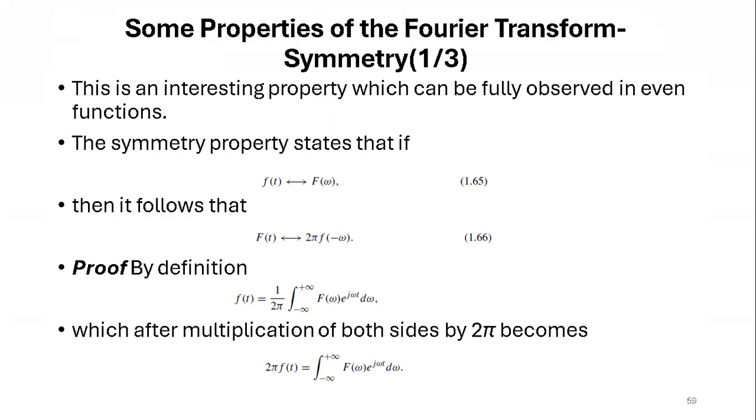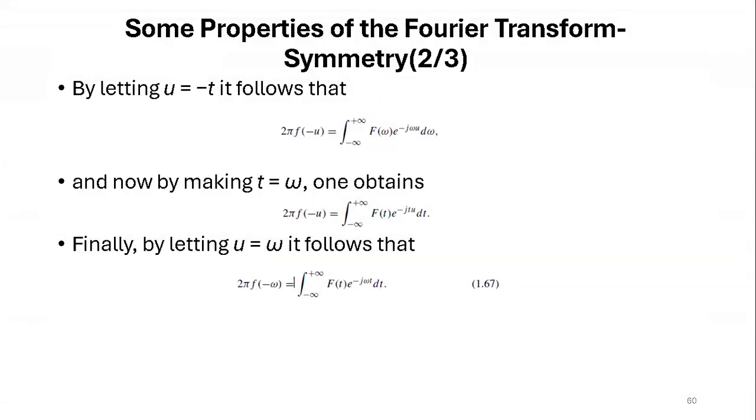f(t) is equal to 1 over 2 pi times the integral from minus infinity to plus infinity of F(omega) e to the j omega t d omega, which after multiplication by 2 pi becomes 2 pi f(t) equal to the integral of F(omega) e to the j omega t d omega. By letting u equal minus t, we say 2 pi f(minus u) is equal to the integral from minus infinity to plus infinity of F(t) e to the minus j u t dt.